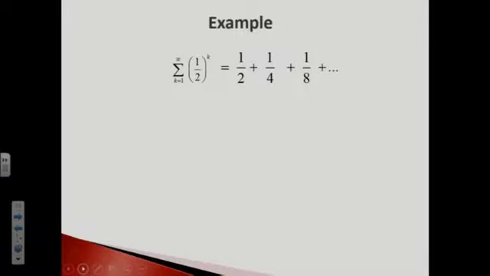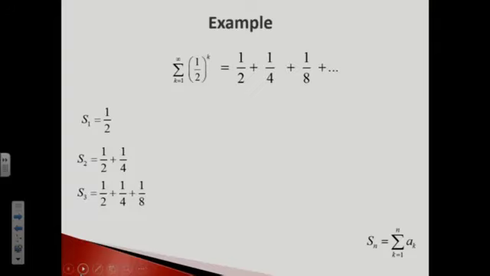We form partial sums of this series by adding up the first n terms. The first sum S1 includes only the first term, 1/2. The second sum S2 includes the first term 1/2 and the second term 1/4. The third sum S3 includes the first term 1/2, the second term 1/4, and the third term 1/8. The fourth sum S4 includes the first, second, and third terms, and the fourth term 1/16.